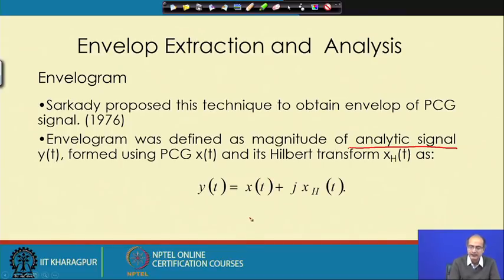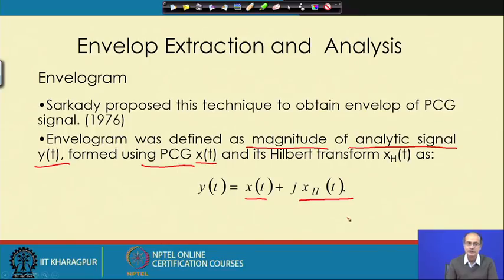We can take the magnitude of the analytic signal, and he proposed its use for the PCG, which we represent by x t. The corresponding analytic signal y t can be represented with x t as the real part, and the Hilbert transform of x t, represented by x h t, as the imaginary part. Now, what is the easiest way to find that analytic signal?